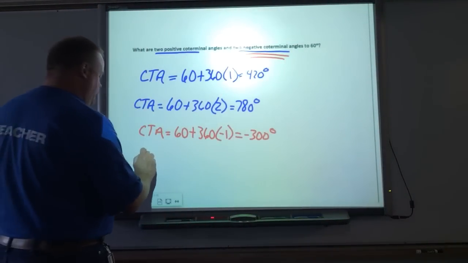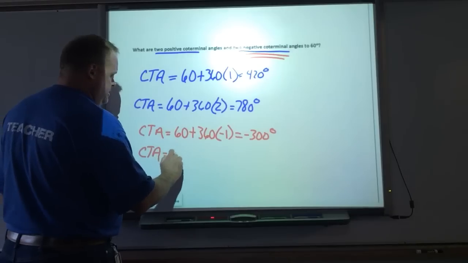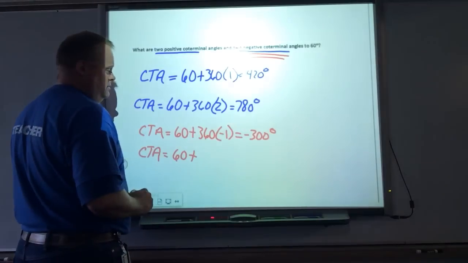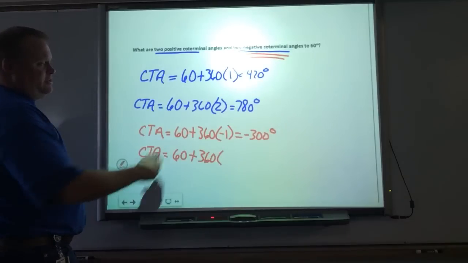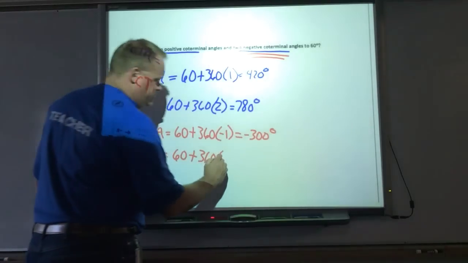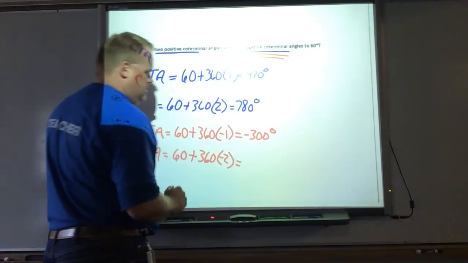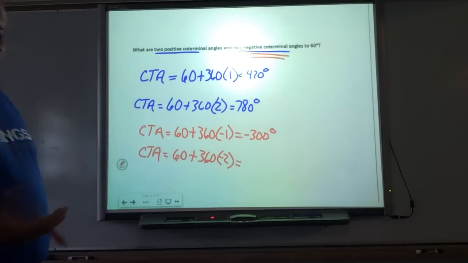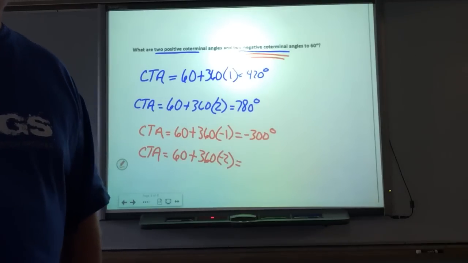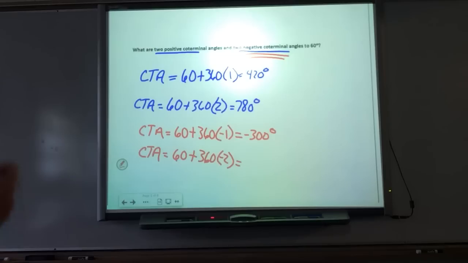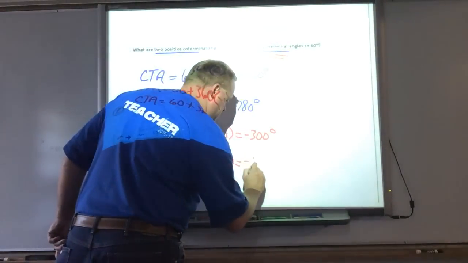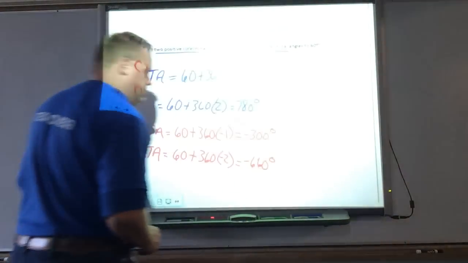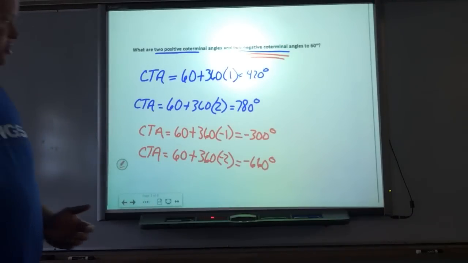The second negative one, coterminal angle, 60 plus 360 times... I did the two up there for the positive, so I'm going to go ahead and stick with that theme. I'm going to do negative 2. Well, 360 times negative 2. Go ahead and put that into your calculator right now. See what it comes up with. I come up with a negative 720. Add 60 to that, and that gives me a negative 660 degrees.